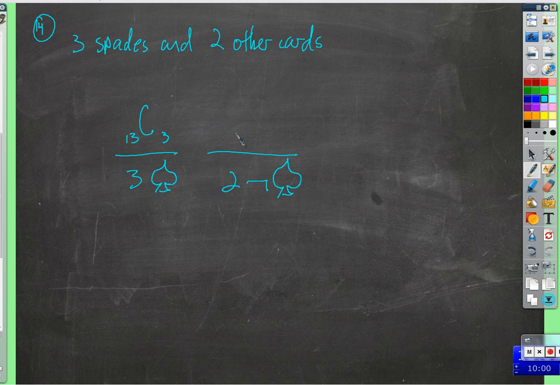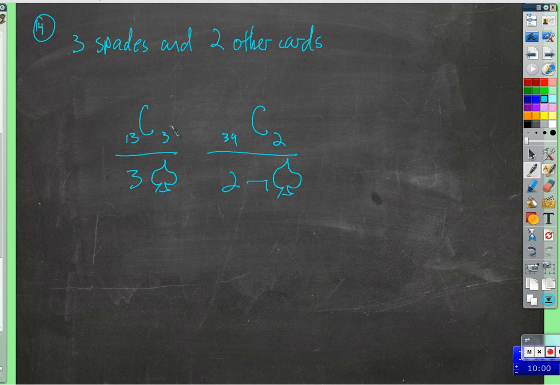All right, now we want to get 2 not spades. Well, how many cards are not spades? There's 39 cards left that are not spades. Let me make sure that is correct. Yeah, there are 39 cards that aren't spades. These are all the clubs and hearts and diamonds added together. And we're choosing from there 2 cards with no respect to order.